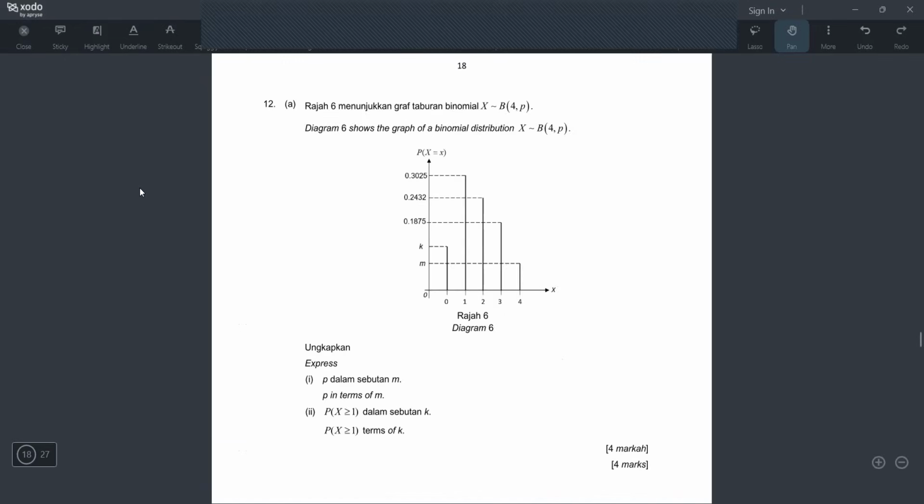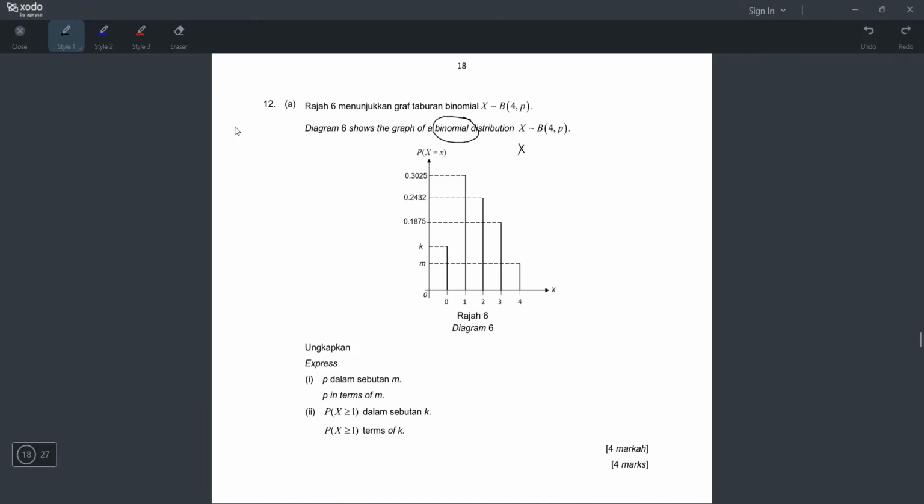Okay, let's continue. Okay, number 12. I think this is probability distribution, right? Okay, so let's read the question. Diagram 6 shows the graph of binomial distribution X, B for p. Okay, in probability distribution, there are 2 types of question. One is the normal distribution, one is the binomial, and this is binomial, right?